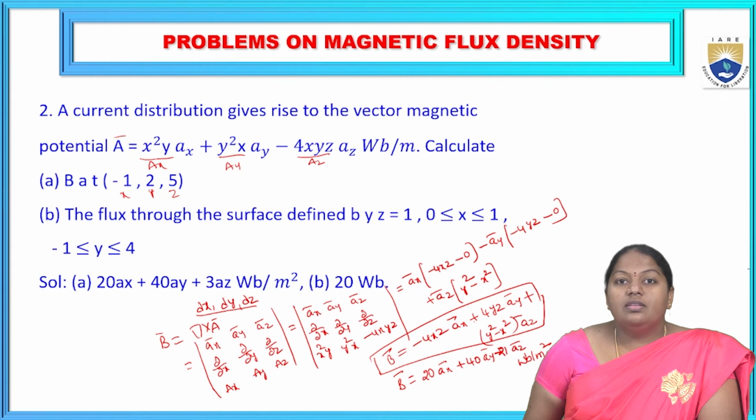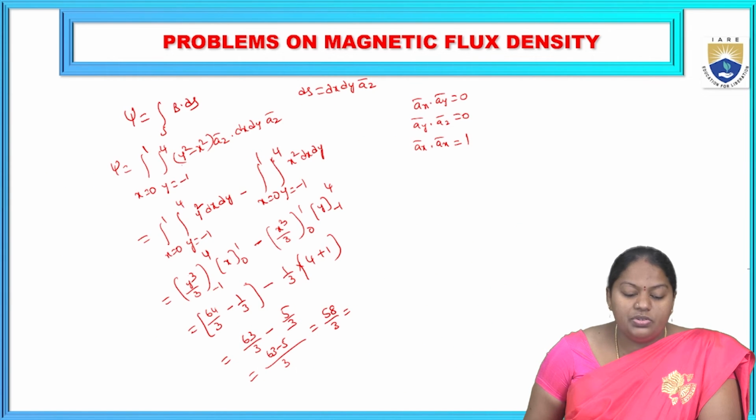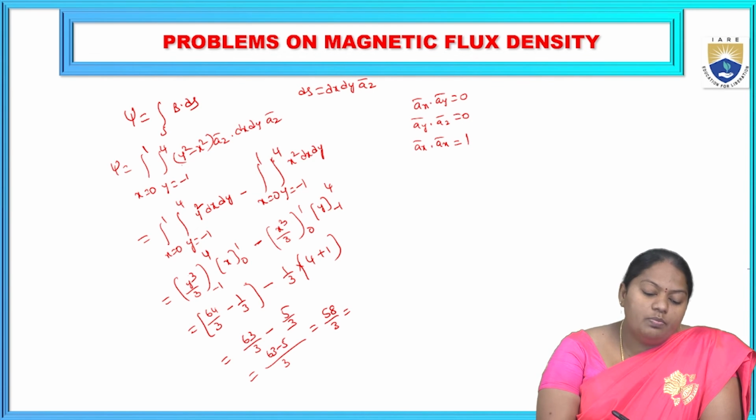Based upon that, the flux density and the magnetic vector potential relation B equal to del cross A. From that, we have evaluated the magnetic flux density, and this value is to be substituted in the magnetic flux, that is psi equal to integral over S of B dot dS, and in B we need to substitute only the z component.